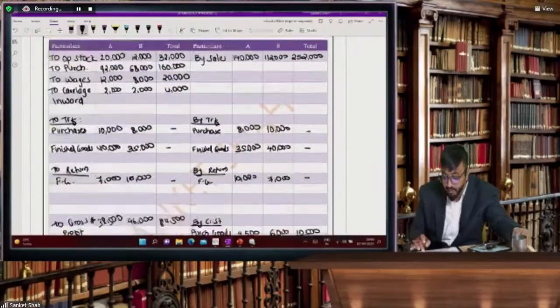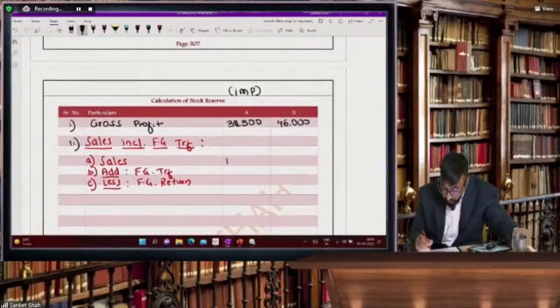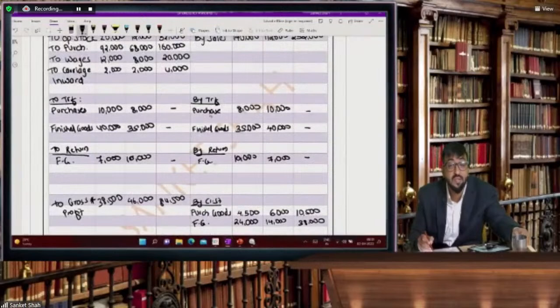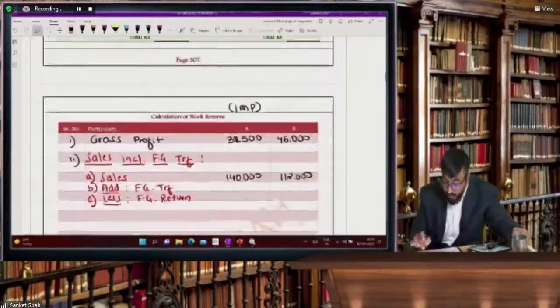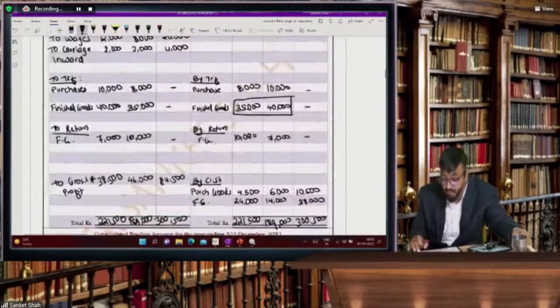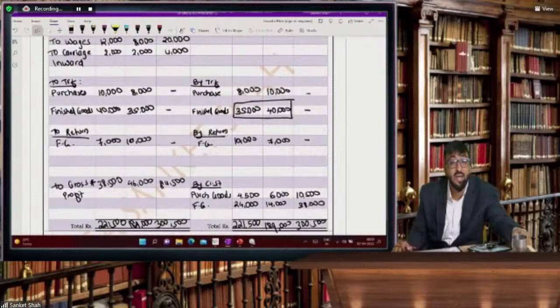Now what is the sales amount, beta? Sales amount 1,40,000 and 1,12,000. Transfer, whether you consider purchases or finished goods transferred. So what is finished goods transferred? 35,000 and on the credit side, 35,000 and 40,000. And what are you going to deduct from that? If you deduct 10 and 7, you will be wrong. You will deduct 7,000. Returns on the debit side you are going to consider, not the credit side.